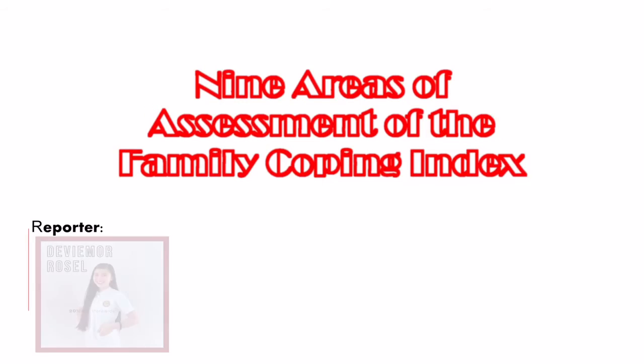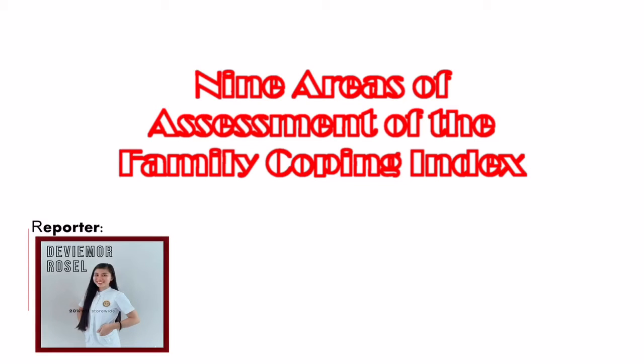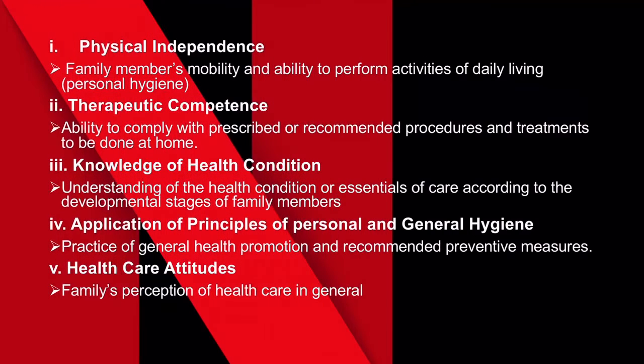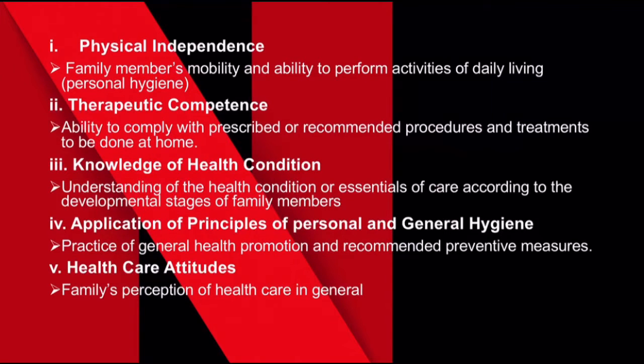Good day everyone, I am Devi Maricel, and for today I'll be discussing the nine areas of assessment of the Family Coping Index. The purpose of this is to provide a basis for estimating the nursing needs of a particular family. The first area is physical independence. It is the family members' mobility or ability to perform activities of daily living, such as going on daily walks, getting out of bed, and daily grooming.